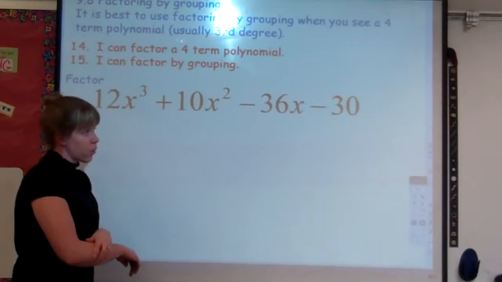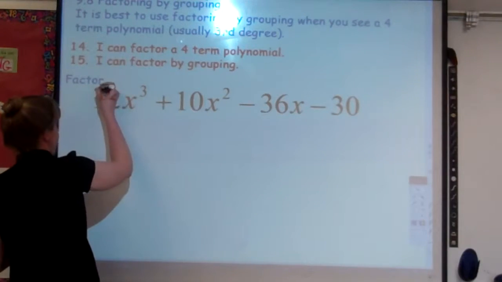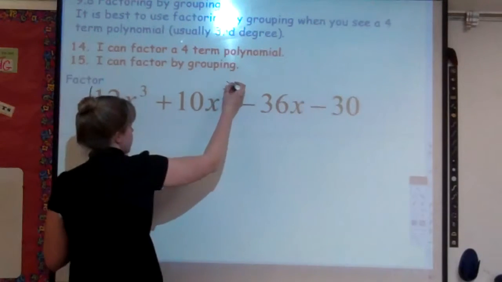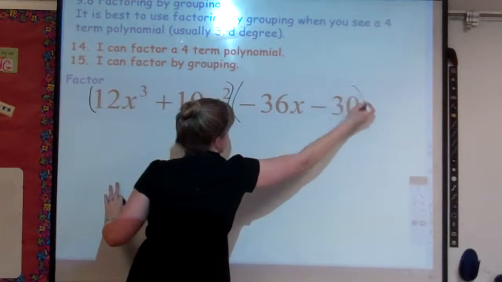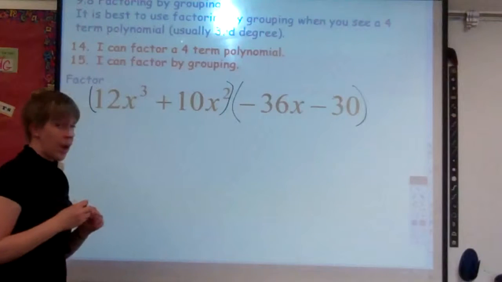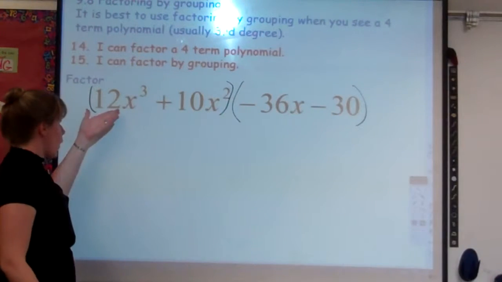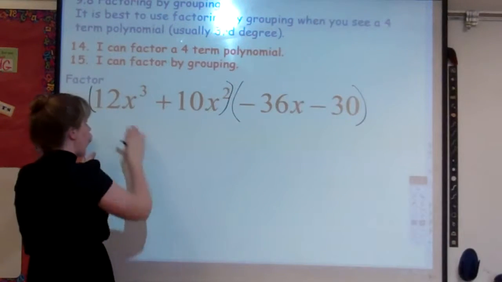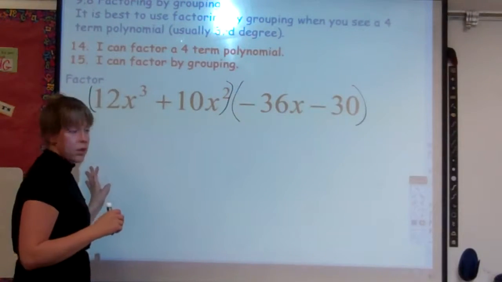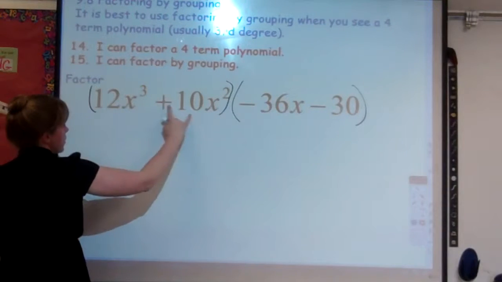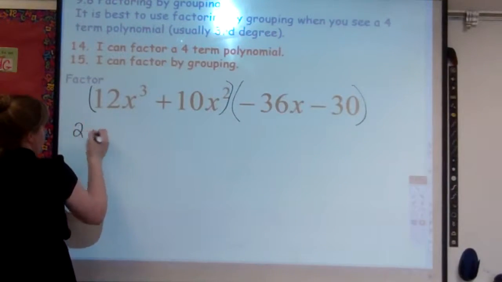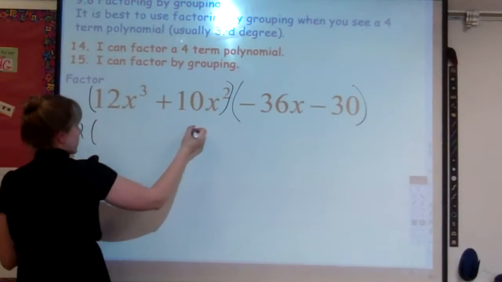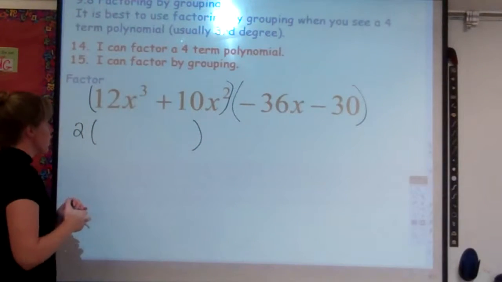When we factor by grouping, the first thing that we do is group up the first 2 terms and the last 2 terms. And then we ask ourselves, what is the greatest common factor, or the largest number that you can divide out of both of the first 2 terms? In this case, it would be 2. So I put a 2 outside the parentheses, and then I see what's left.